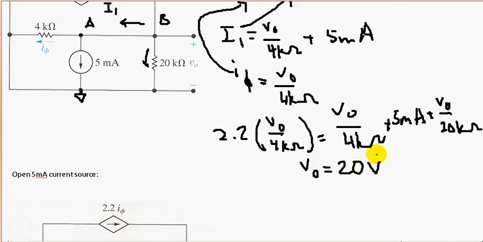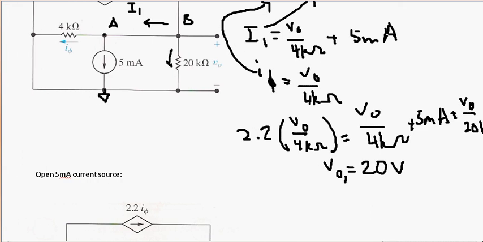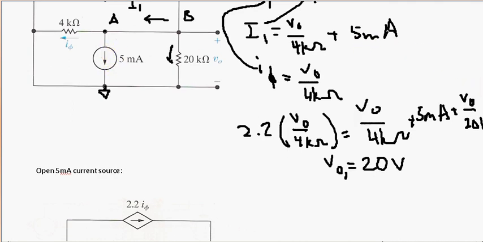And when we use our handy-dandy calculator, we can solve this, and we'll find that VO is equal to 20 volts. But remember that we're doing superposition, so we only found the response due to one source, which is the 5 milliamp current source. So essentially, VO is actually VO1, 20 volts, and we'll have to add it to the response due to zeroing out the current source, which we'll do next.